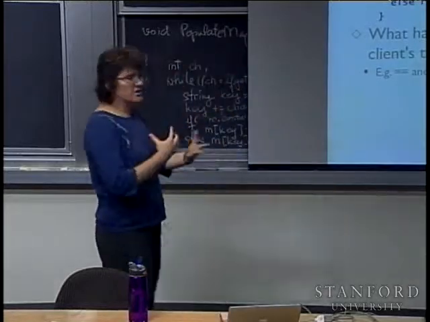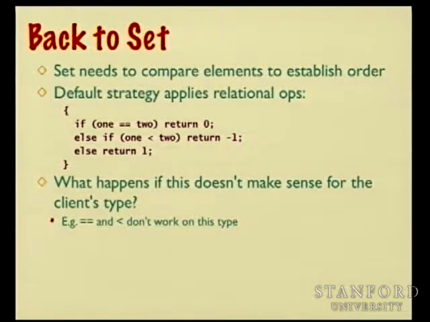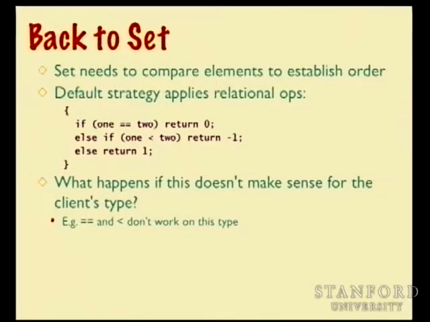Okay, so that was just to set the groundwork for the problem we were trying to solve in Set, which is holding this collection of elements that the client has stuffed in there. It's a generic templated class, so it doesn't have any preconceived notion about what's being stored. Are they strings? Are they student structures?